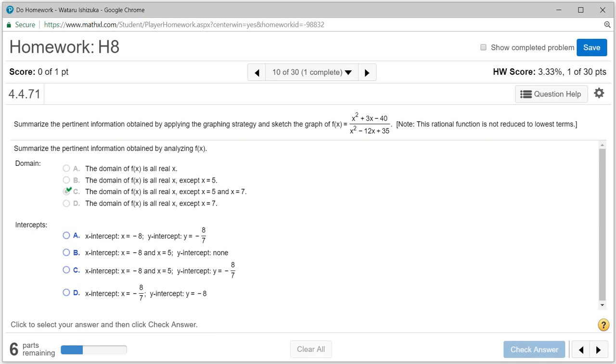All right, let's look at homework 8, problem number 10. So let's look at this problem. First we want to find its domain.